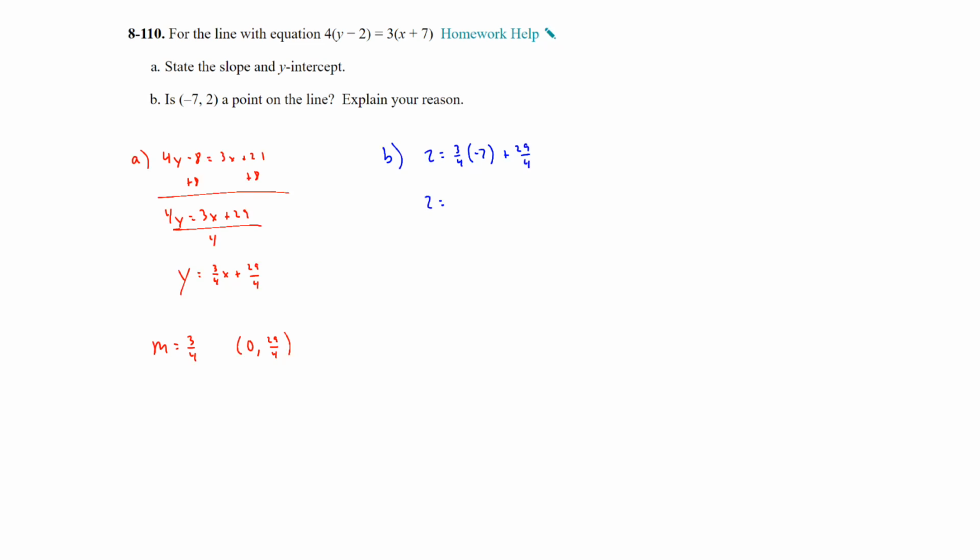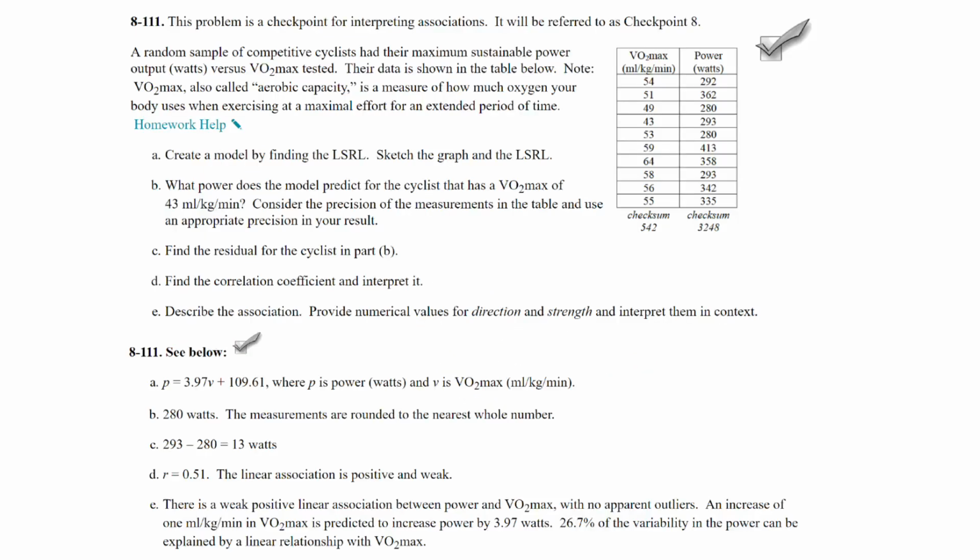So you could just plug all this into your calculator, or you could simplify it by paper and pencil, and that's what I will do. So 8/4 would be equal to 2. So since we do get a true statement, then yes, negative 7, 2 is a point on the line. Alright, so negative 7, 2 is a point on the line because it makes the equation true.